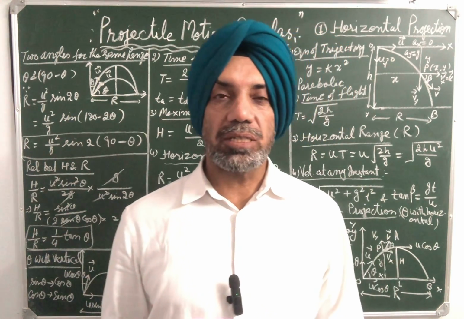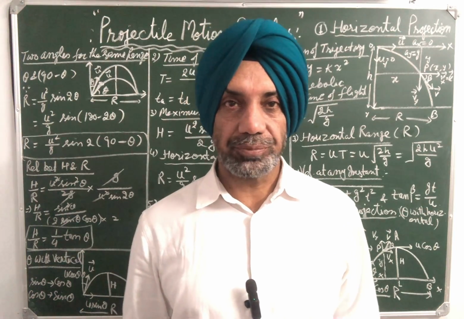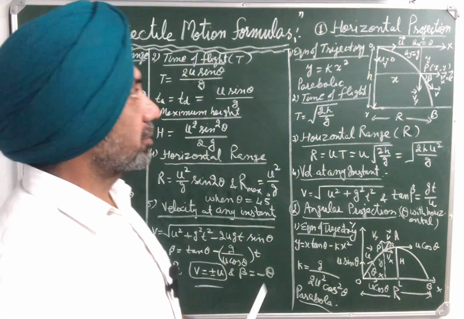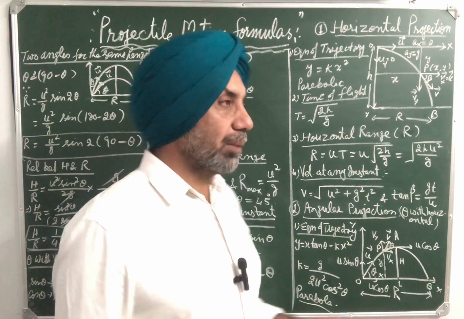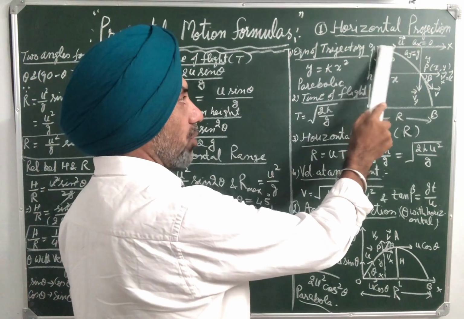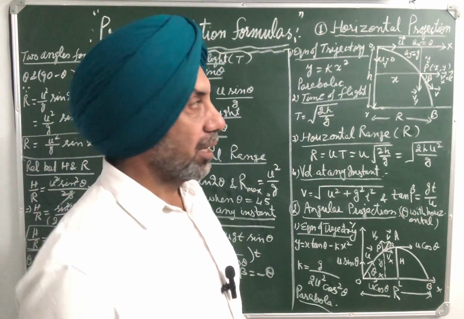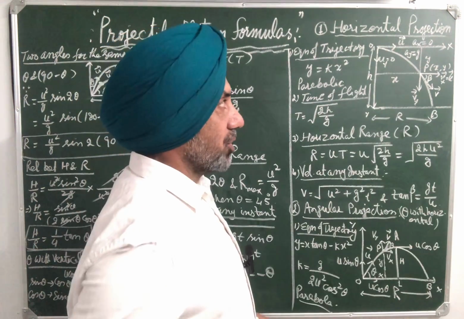Today I am going to discuss the various formulas of projectile motion. So let us start with the horizontal projection. And we know that when a particle is projected horizontally from a certain height h with velocity u, it follows a path like this. And this YB is known as the horizontal range.